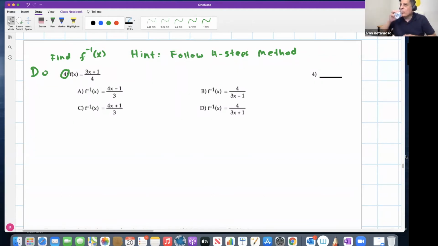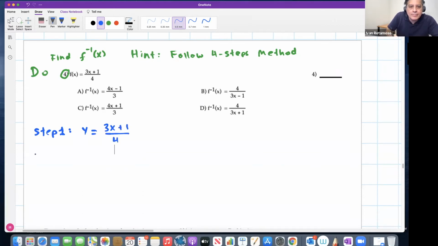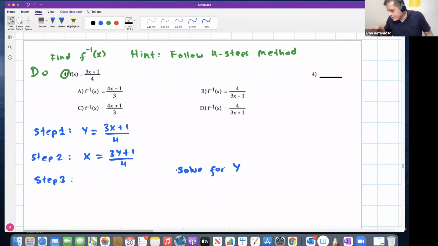Remember step 1, which probably I should write out here as a starting point. Step 1 says simply change this f of x for a y, right? Y equal 3x plus 1 over 4. This is step 1. Step 2, switch the variables, right? Where you see y, you write x. Where you see x, you write y. And step 3, the longest, is solve for y, right? So try to complete it.